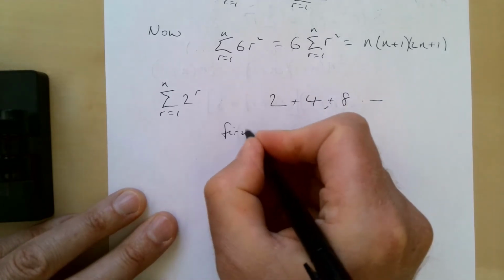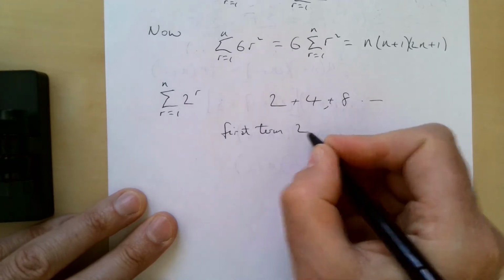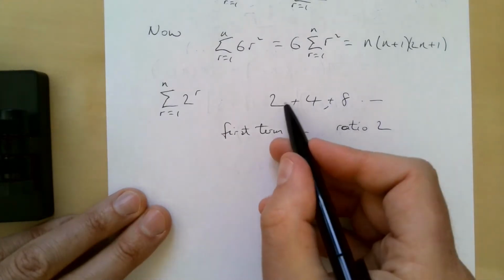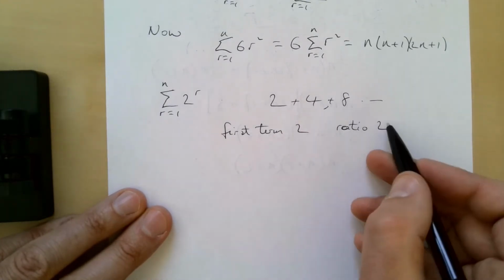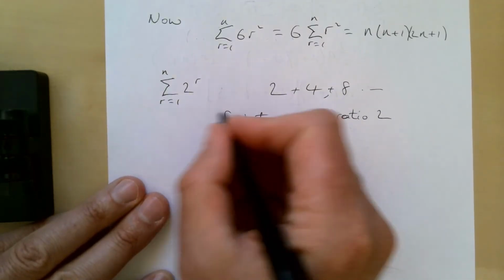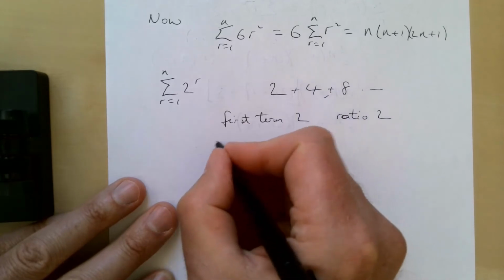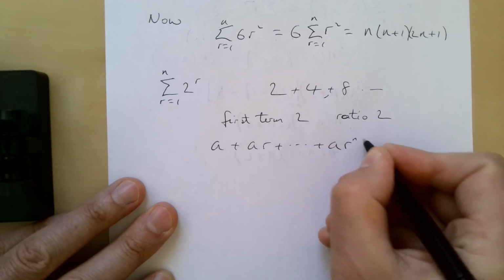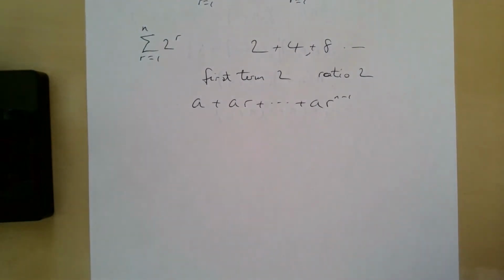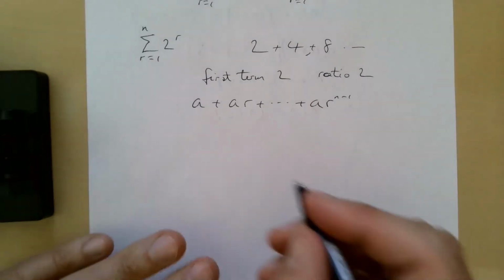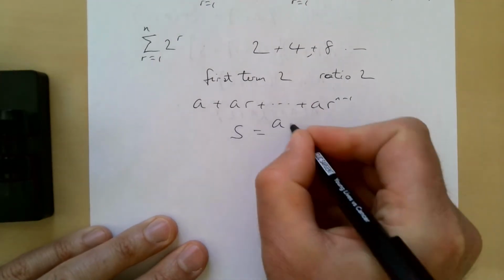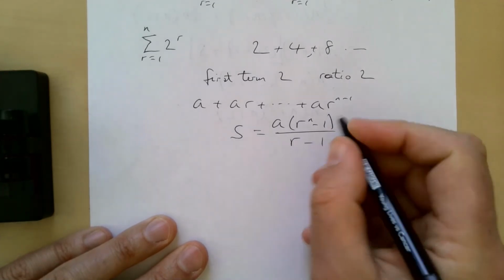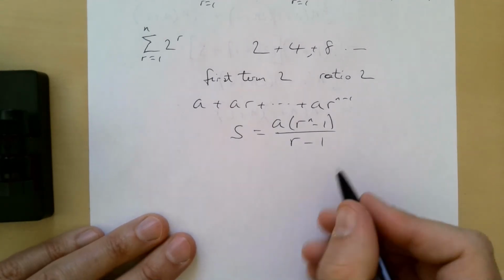The first term in this sequence is 2, and the common ratio, if I could spell ratio, is also 2. So what does that mean? That means what do you multiply the previous term by to get this next one? So it's going to be 2. The sum of these geometric series, a plus ar plus dot dot dot plus ar^(n-1). Again, you'll come across this in A level maths, but the formula for that is the sum formula, which is a (r^n - 1) over r - 1, where a is your first term and r is your common ratio.